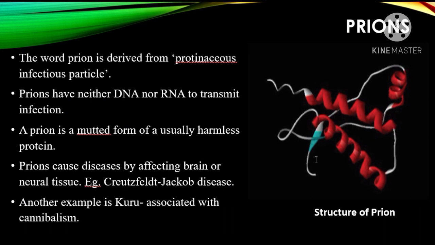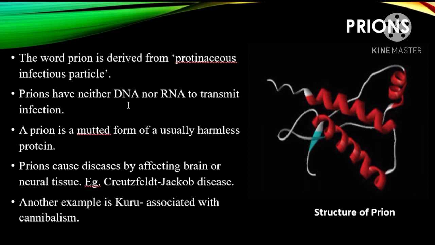And now, what is a prion and what is a virion? Actually, what is the simple meaning of the terms prion and virion? The term prion is derived from proteinaceous infective particle, usually called a prion. In other words, we can say an infected protein is usually called a prion. The prion has neither DNA, deoxyribonucleic acid, nor RNA, ribonucleic acid, to transmit the infection. The infective particle is neither a DNA nor an RNA, but it is a protein. That is the infected protein.